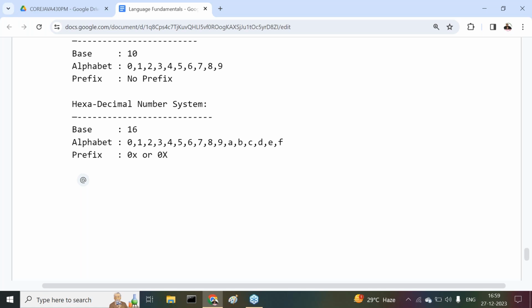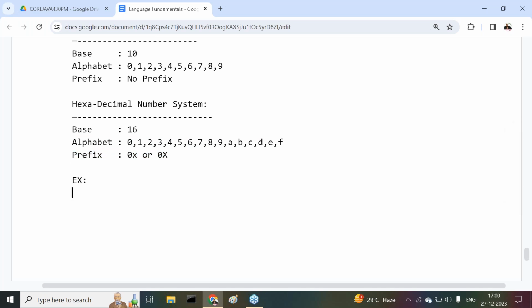Are all of you getting what I am telling you? The base value is 16. The input alphabet is 0 to 9 and A to F. The prefix values are 0x or 0X. These are the values we get clearly.